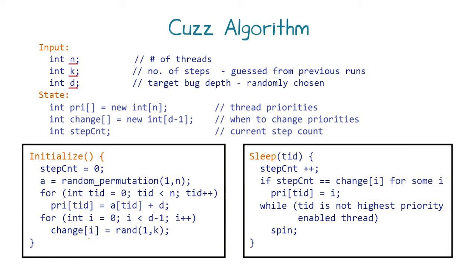The underlying thread scheduler schedules the threads by honoring their assigned priorities in the array pri. When a thread reaches the ith change point, that is, when it executes the kith step of the execution, its priority is changed, that is, it is lowered to i. This is done in the call to the sleep method before each instruction in each thread.